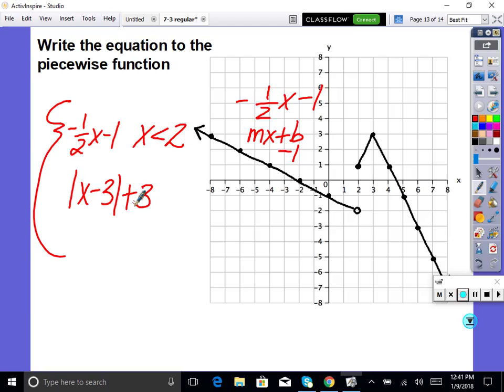Now, a lot of you missed this. The slope was -2 over 1, wasn't it? -2 for x values greater than or equal to 2. Does that make sense? Some of us are going to need more practice writing equations later in the year.